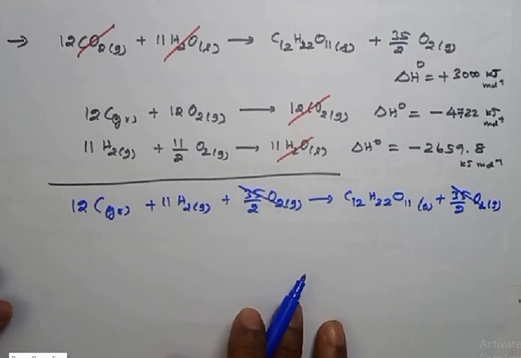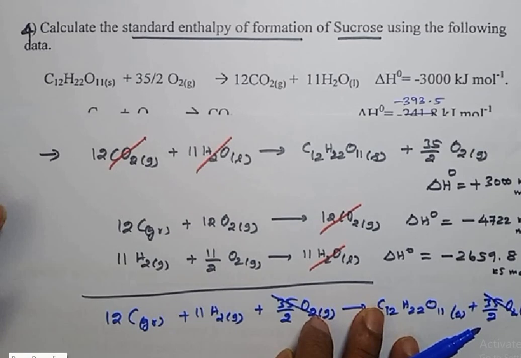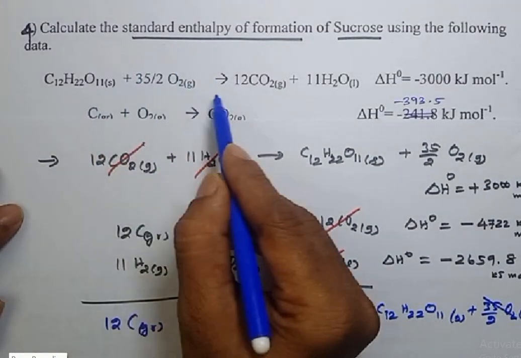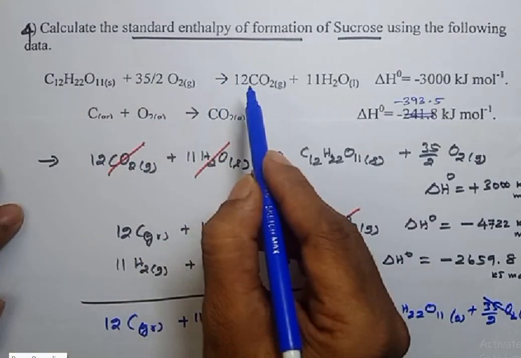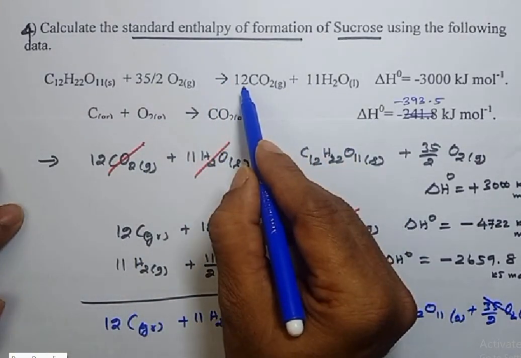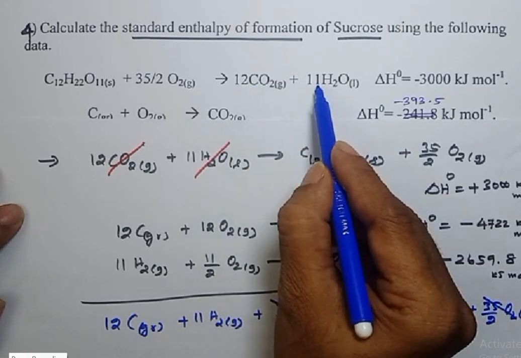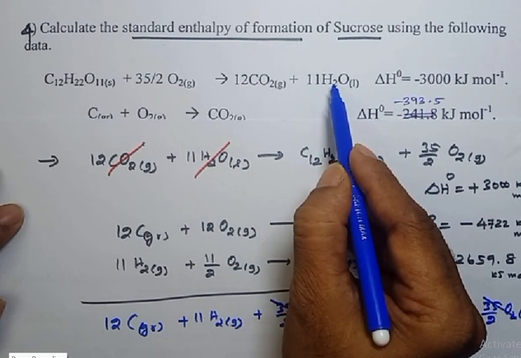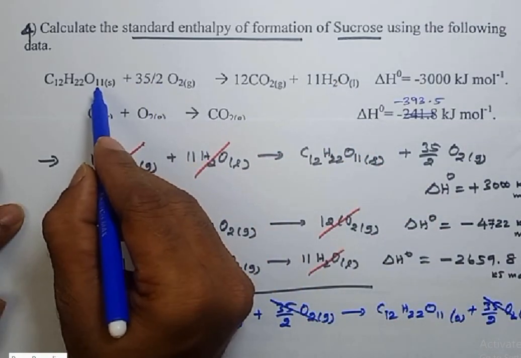Okay, sorry, in the given reaction, the data is wrong. Let me read carefully. Listen, here we have 12 into 2, 24 oxygen. And here we have 11, so 24 plus 11, 35. Okay, 35.